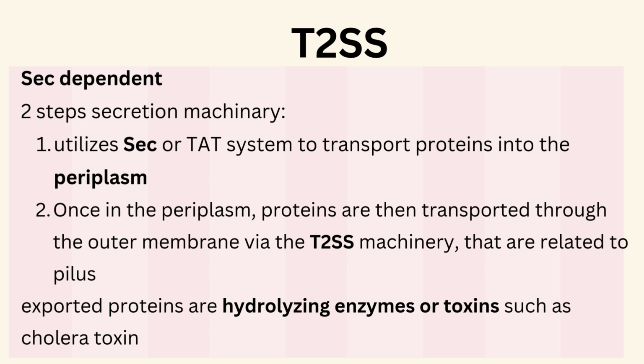Type 2 SEC-dependent secretion system. This type involves a 2-step secretion machinery. First, it utilizes the SEC or TAT system to transport proteins into the periplasm. Second, once in the periplasm, proteins are then transported through the outer membrane via the T2SS machinery that is related to pilus. Exported proteins are hydrolyzing enzymes or toxins such as cholera toxin.